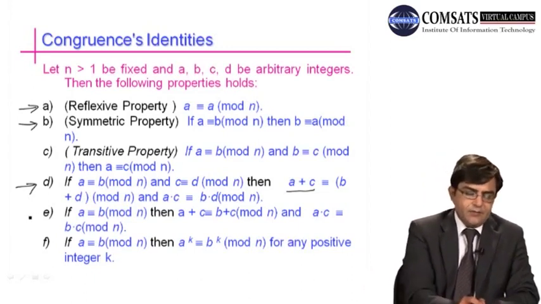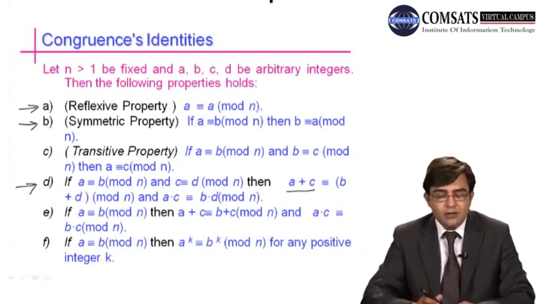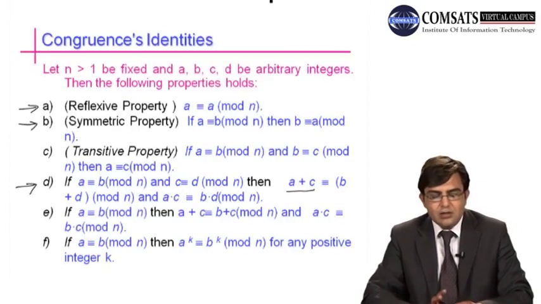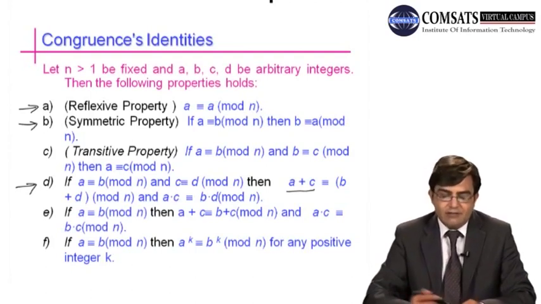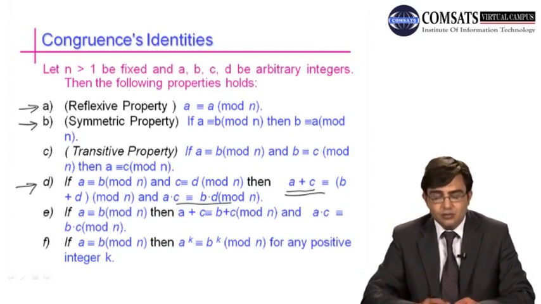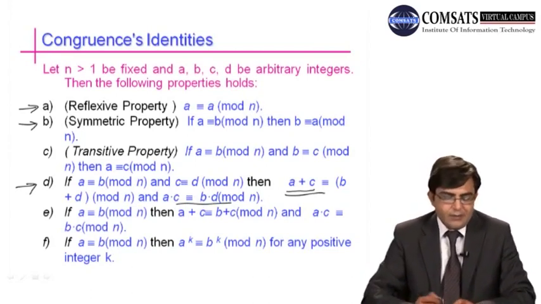The next property, for property D, we can choose examples as I have shown you for the mod transitive property and symmetric property. You choose any two mod congruences, and you can verify that this congruence and this congruence are always true under the same modulo n.